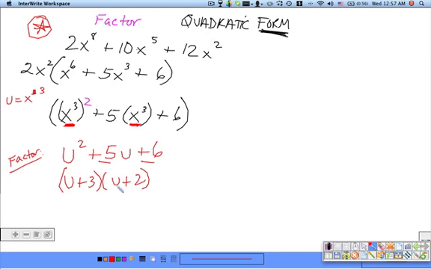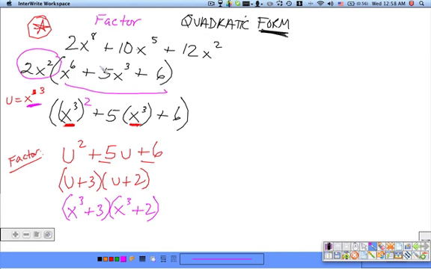But u wasn't really u. What is u again? U is up here. U is really x cubed. So instead of u, I'm going to substitute back. I'm going to put x cubed plus 3. And instead of u, x cubed plus 2. But I'm missing the GCF that we had way up here. So you see x to the 6 plus 5x cubed plus 6 right up here? That actually factored. That guy factored to this right here. Okay? So I'm missing 2x squared out front. And there you have it, folks.